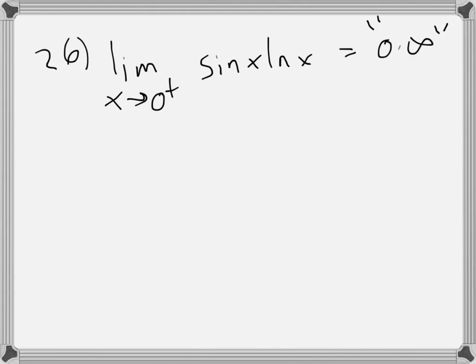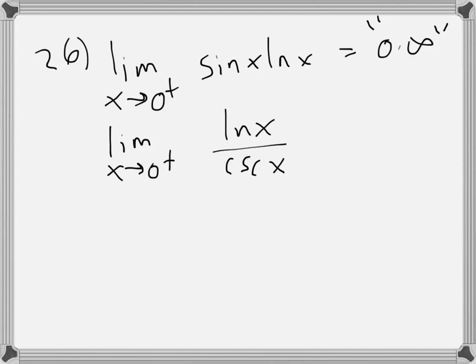So trig functions are your friend if you have a product because they're so easy to change into a quotient using the reciprocal trig functions. So I can make this ln x over cosecant x, and cosecant x is going to infinity on the right. So I still need to check that I have an indeterminate form because L'Hopital's rule requires you to have an indeterminate form of a quotient. So I get infinity over infinity, which is indeterminate. I guess technically it's minus infinity, but that's not really relevant. And now I can use L'Hopital's rule.